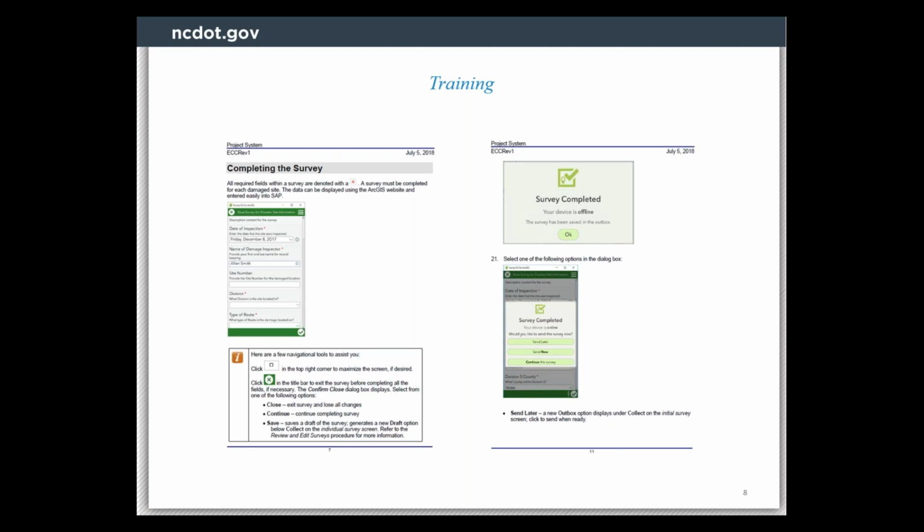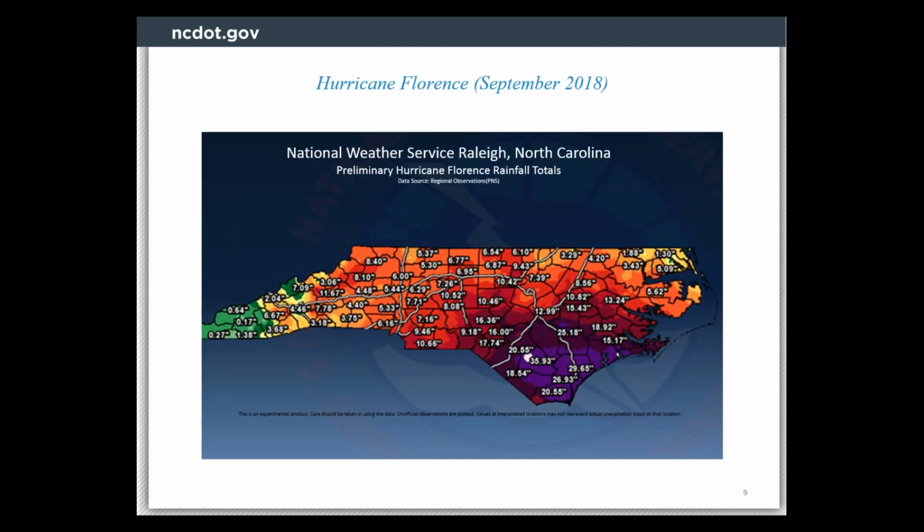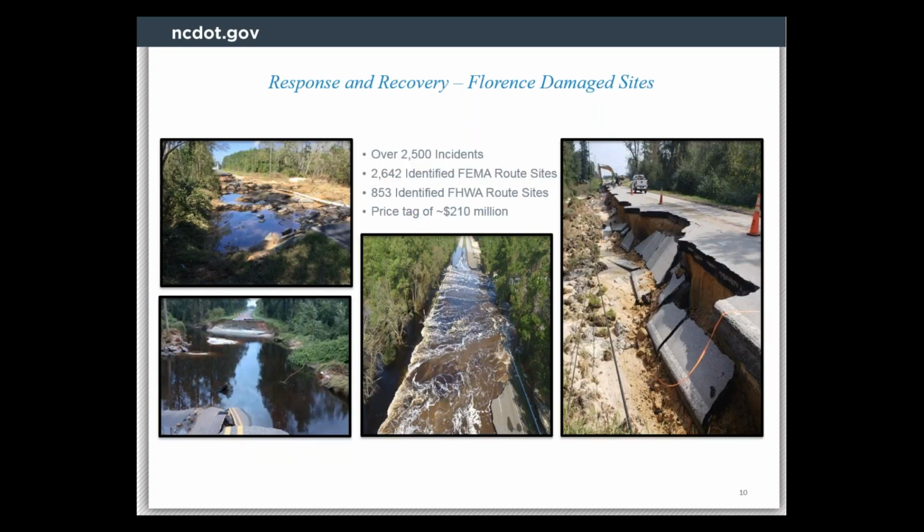These are just some other screenshots that are in our training manual. Because in September, Hurricane Florence came, and while we had not utilized this application to this point yet, we certainly found the need to use it for this event. Hurricane Florence came through in September of this past year. You can see in the southeastern part of our state, we had over 35 inches of rain. This was an event that affected pretty much the majority of our state. Again, substantial flooding, in some places a 500-year flood, in some cases a 1,000-year flood. So again, substantial damage in our state.